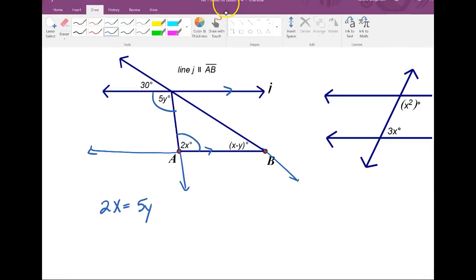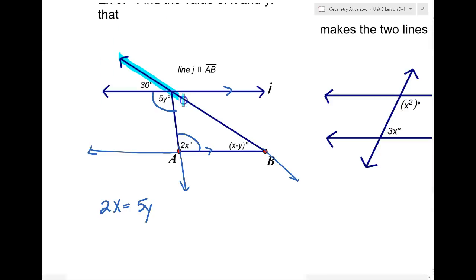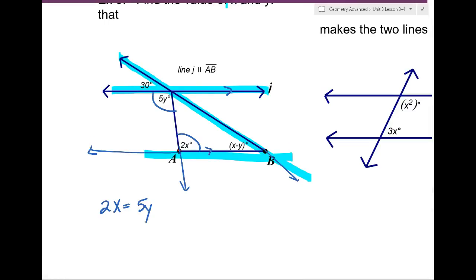Here's my question for you. Can this be a transversal? And this be a parallel line, and this be a parallel line, right? Look at the angles that I'm marking, my friends. Well, what are those called? If they make an F shape. I have a pair of corresponding angles that are congruent.